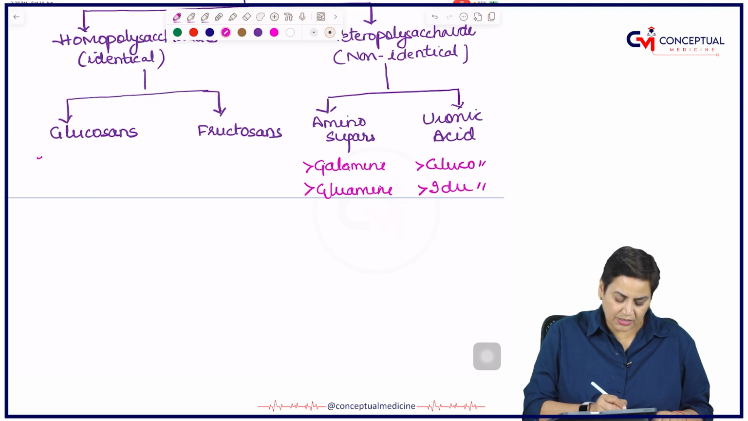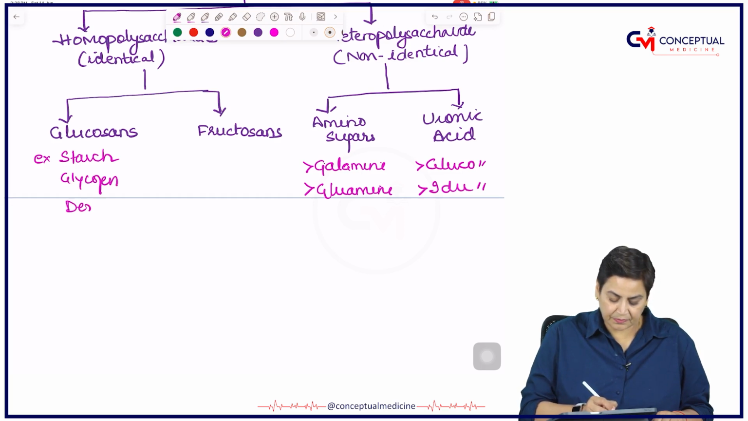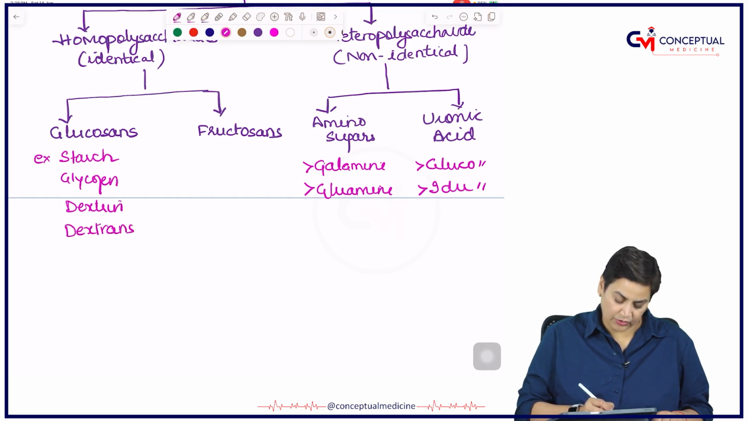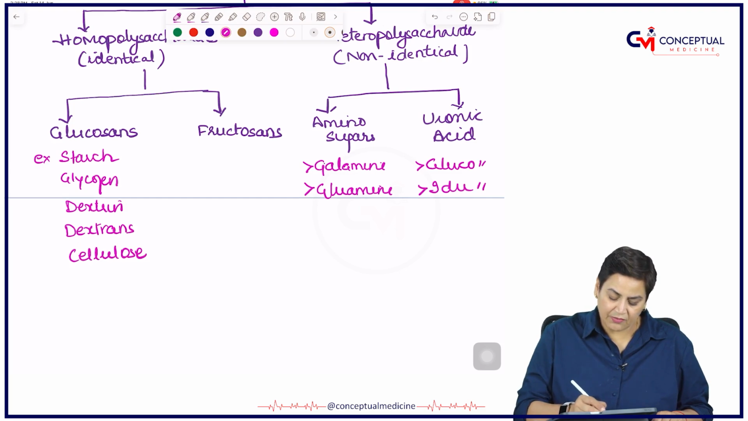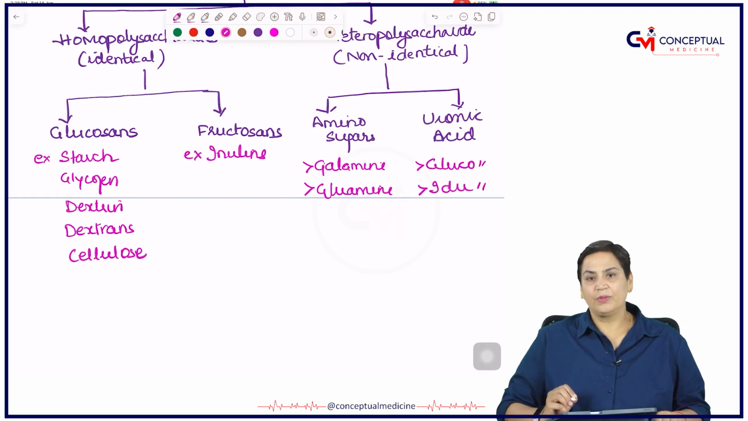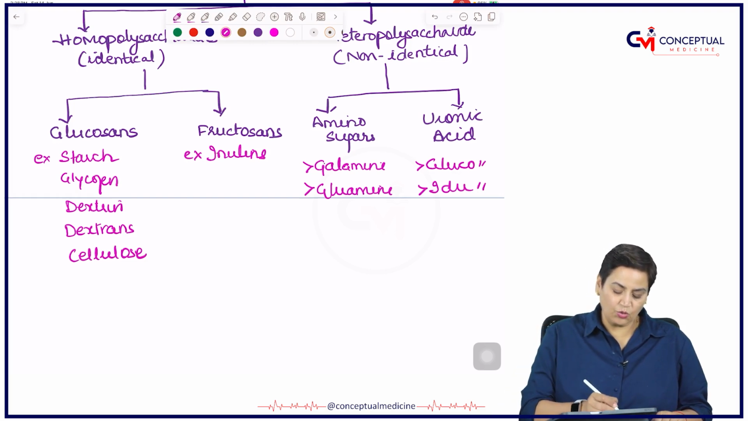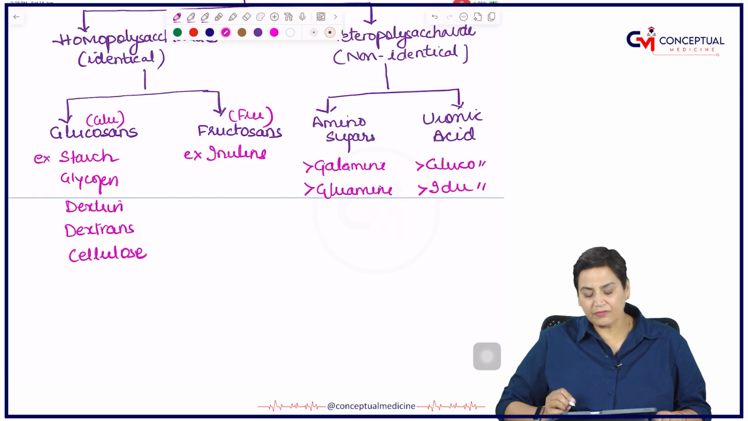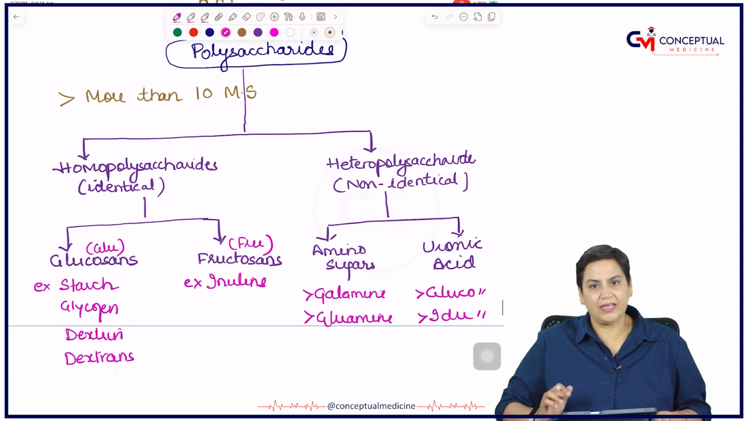And for glucosans, the most common examples are starch, glycogen, dextrans and cellulose. And for fructosans, there is only one example, inulin. It is clear from the word itself: homo means identical. So glucosans have only glucose, fructosans only fructose. So this is the brief classification of the polysaccharides.